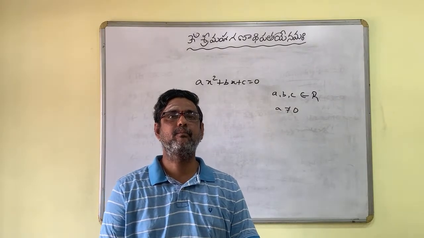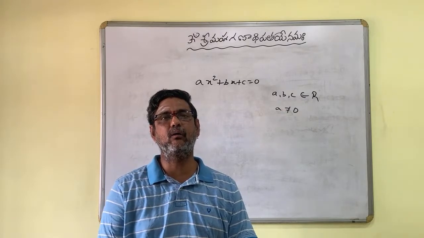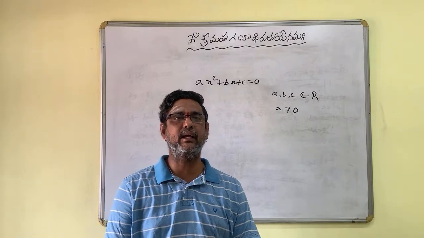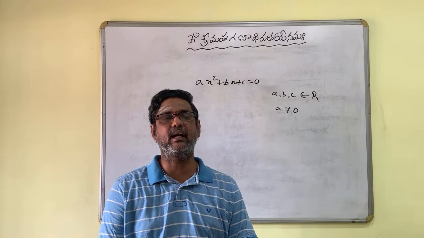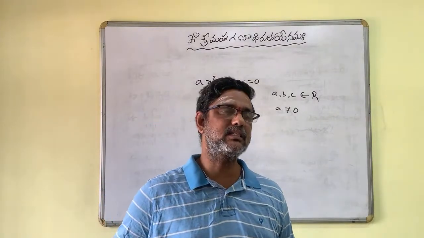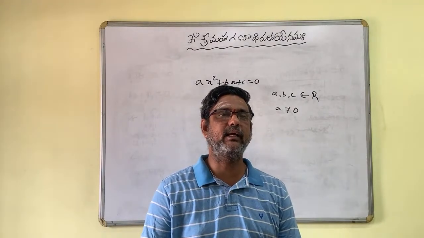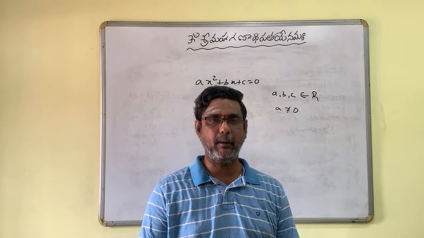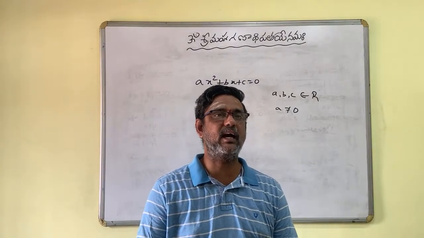See, the aim of this chapter is to find the roots of a quadratic equation by different methods. Actually there are 4 to 5 methods, but we have only 2. One is splitting the middle term, the other one is quadratic formula. Splitting the middle term I explained in the previous class.